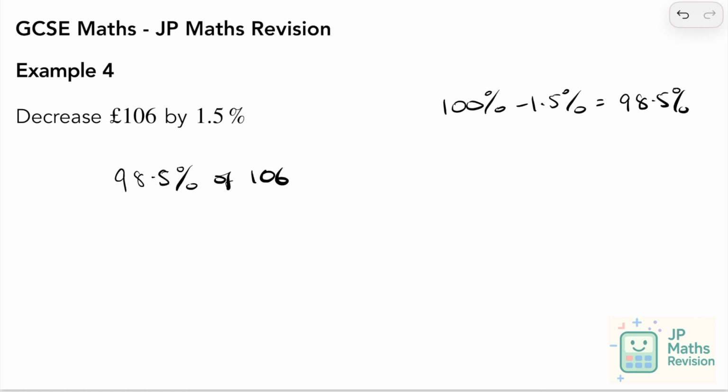So to convert 98.5% to a decimal, I'm going to divide by 100. So that's going to be 0.985 times 106. And that is going to give us £104.41.